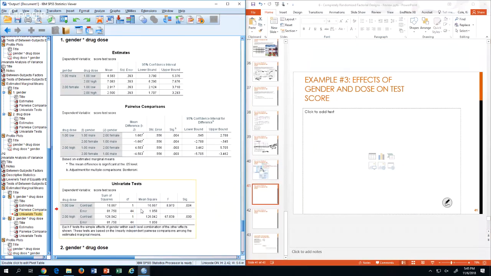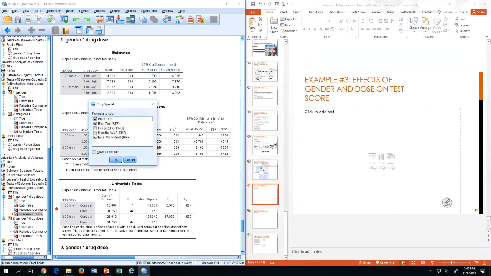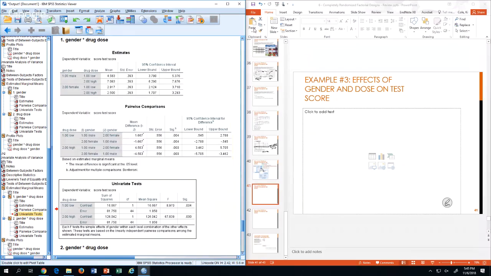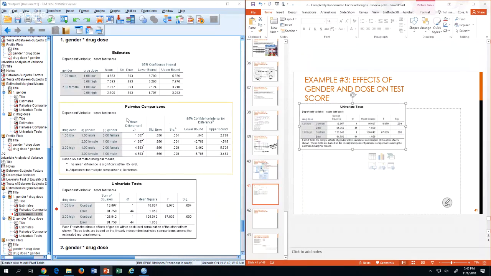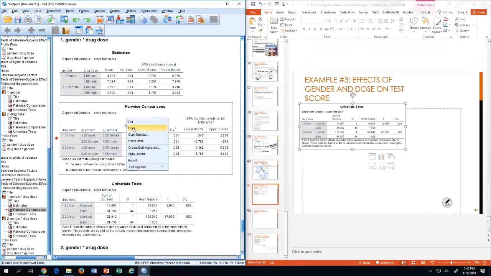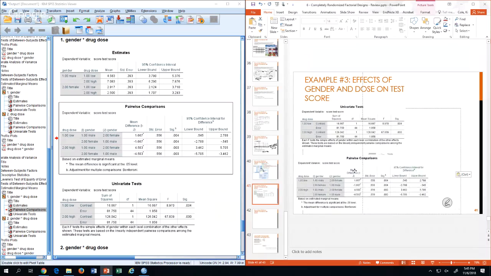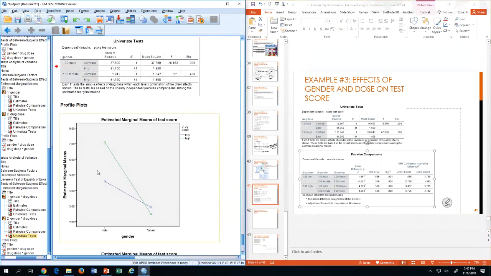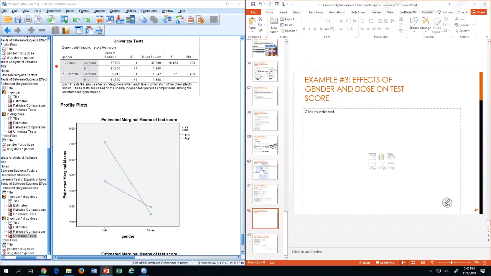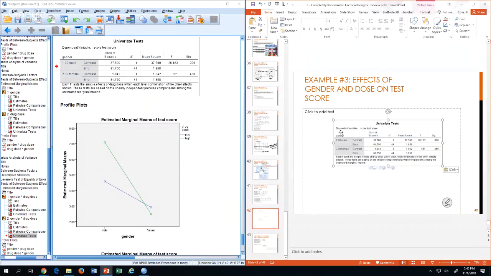Let me copy and put it here. So we have our univariate test for gender. First gender and second. Yep. And then I'm going to go down and get my univariate test for dose. I'm just going to copy it into my slide so I can then talk about it.